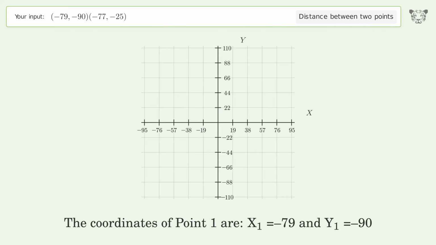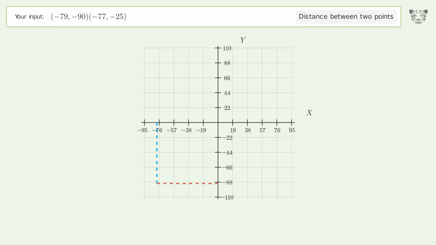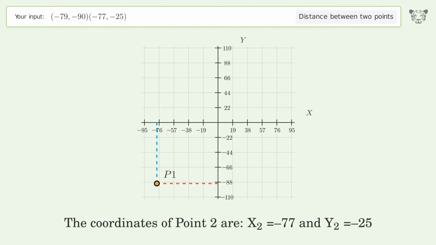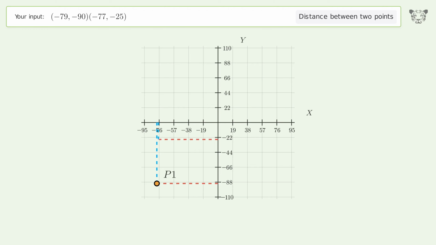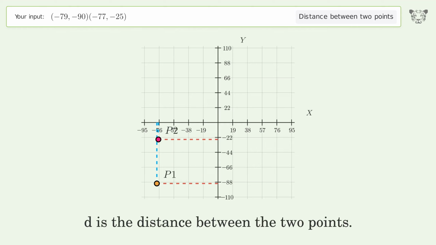The coordinates of point 1 are x1 equals -79 and y1 equals -90. The coordinates of point 2 are x2 equals -77 and y2 equals -25. D is the distance between the 2 points.